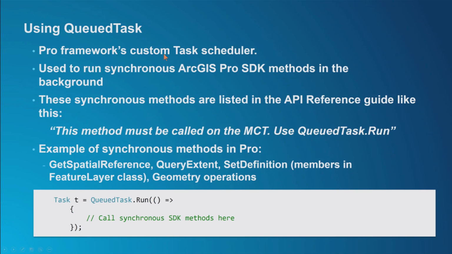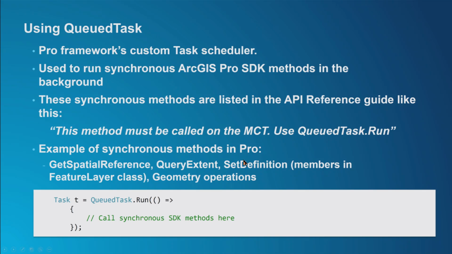So what is QTask? The Pro Frameworks has a custom task scheduler. So it's used to run synchronous ArcGIS Pro SDK methods in the background. And all synchronous methods are listed in our API reference in our documentation like this. You can see the IntelliSense: this method must be called on the MCT, use QTask.run. And all these methods that have this requirement, that they must be run in the context of QTask.run, will also throw an exception that tells you that they are running on the wrong thread. We'll see that in a second.